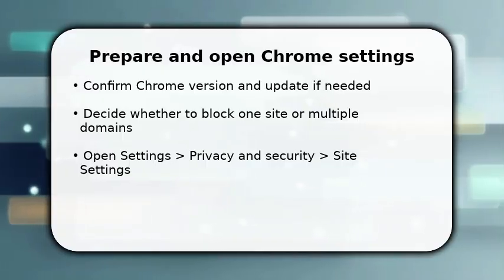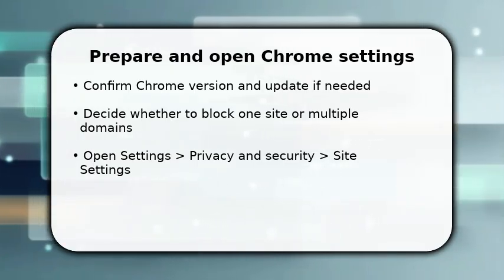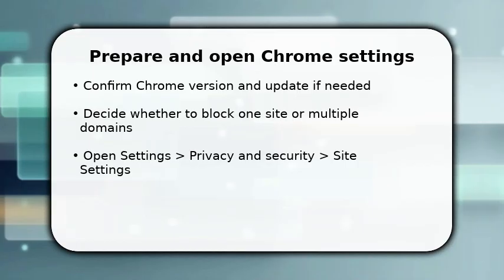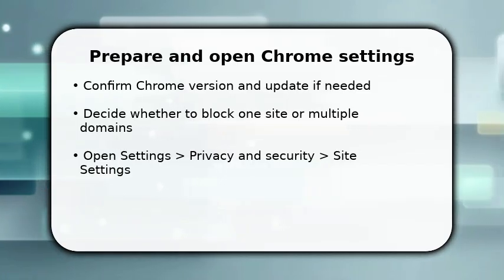You start by confirming Chrome is up to date so blocking behaves predictably. Once done, decide if you'll block a single site or a group of domains. That affects the method. Now open Chrome and navigate to Settings, then Privacy and Security, then Site Settings.